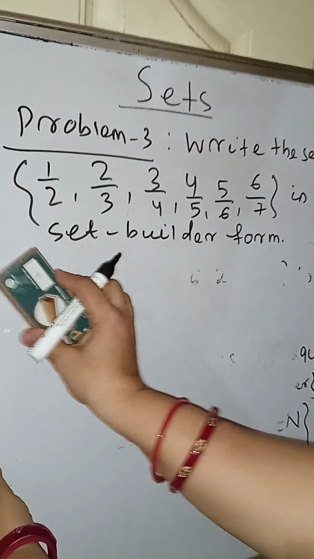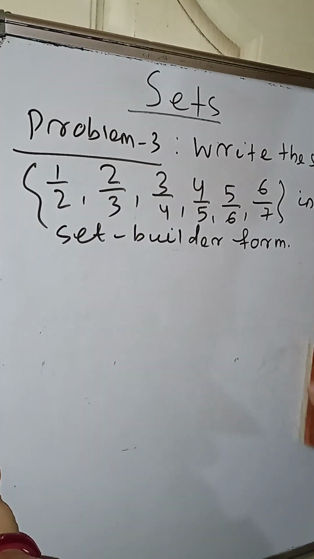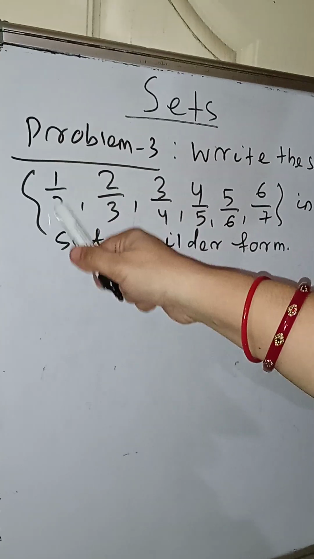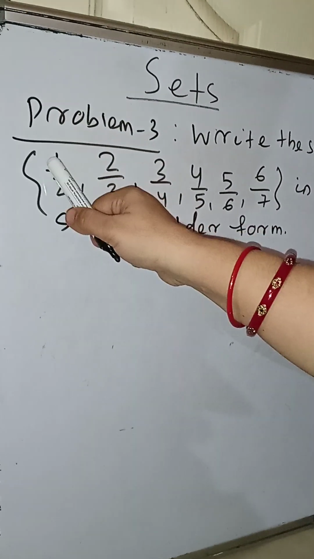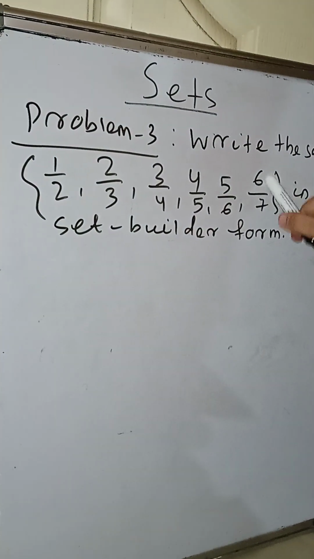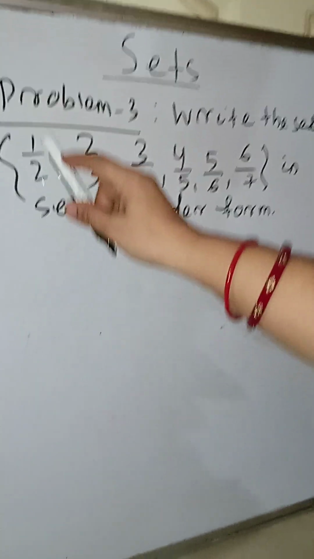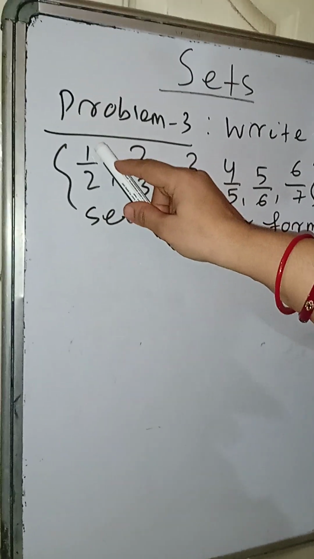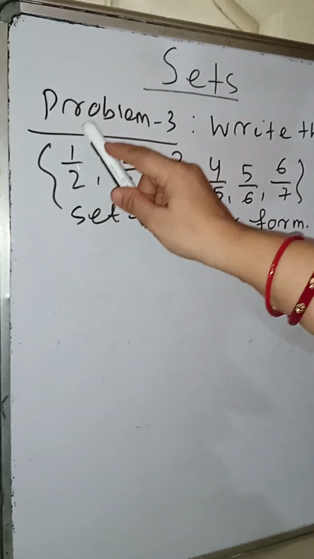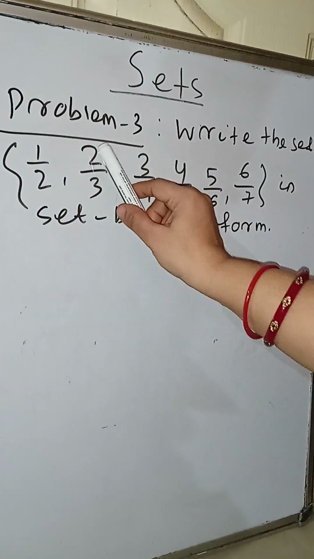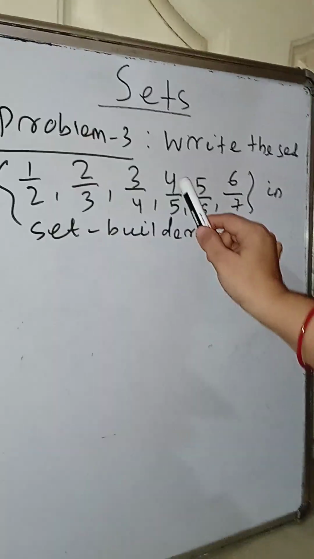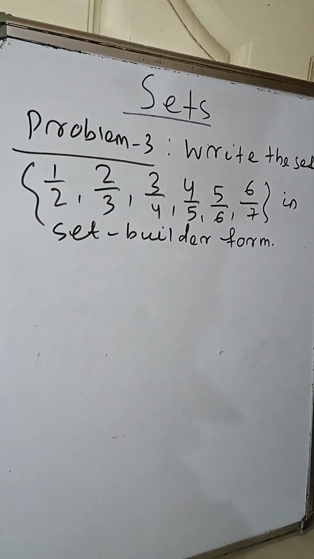Yes, see here one thing. In each rational number, the numerator begins from 1 and ends at 6, and the denominator is 1 more than the numerator. In the first rational number, the numerator is 1 and the denominator is 2, which is just 1 more than the numerator. So the denominator in each case is 1 more than the numerator. See, in 2 by 3, 3 by 4, 4 by 5, 5 by 6. So what is the common property here?